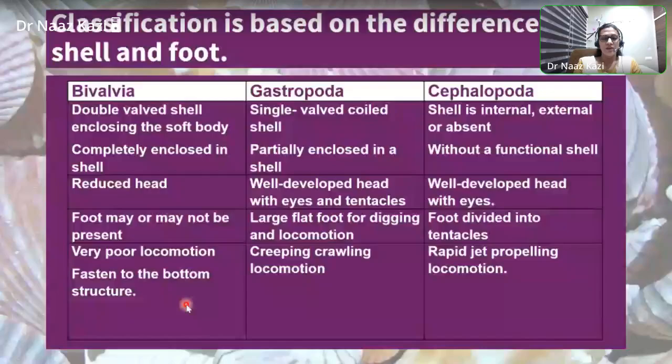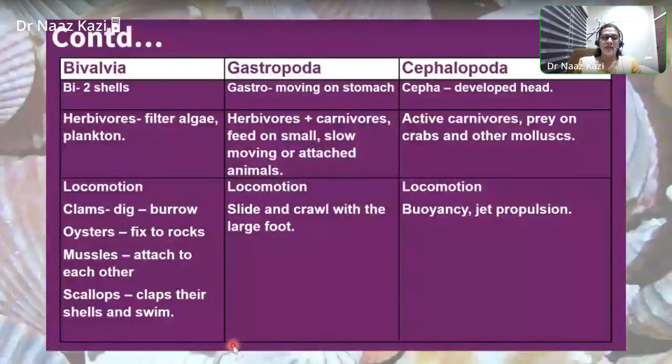The gastropoda move by a creeping, crawling locomotion. The cephalopoda are the fastest ones. They move rapidly, with a jet propulsion kind of locomotion. Let's see more of it. So in bivalvia, as we have already seen, there are 2 shells. In the gastropoda, we've seen that they move on the stomach. Cephalopoda has a developed head.